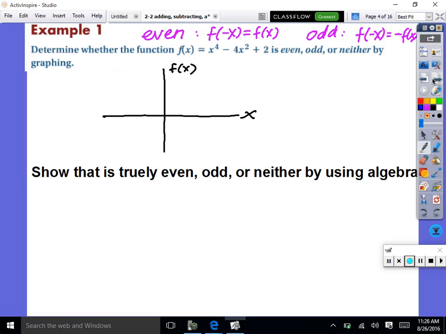First example, it says, determine whether the function f of x is equal to x to the fourth minus 4x squared plus 2 is even, odd, or neither by graphing. So take your graphing calculators out. Let's graph that.